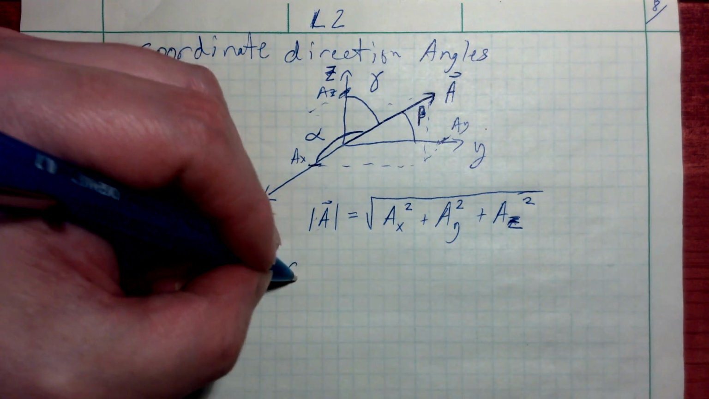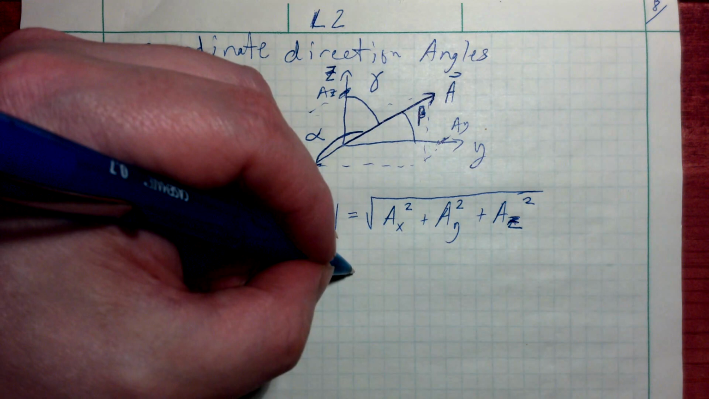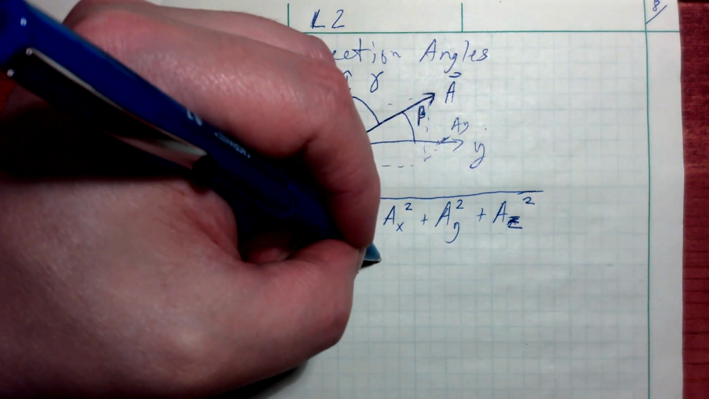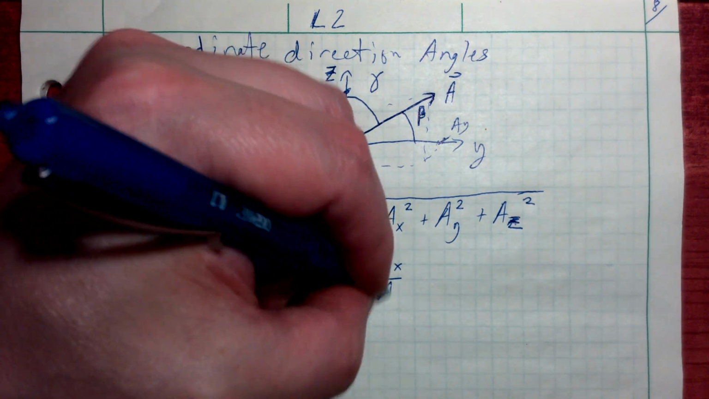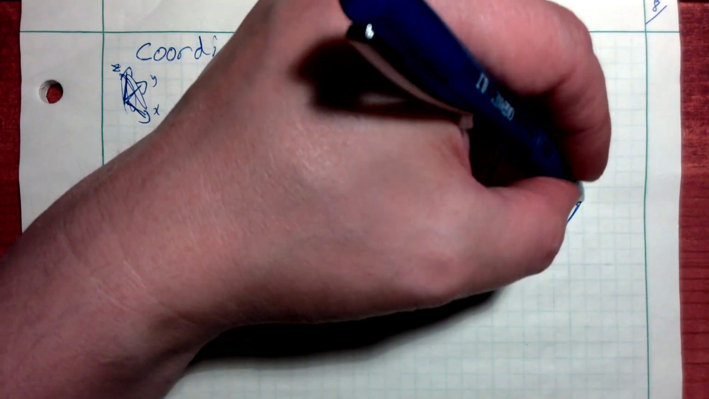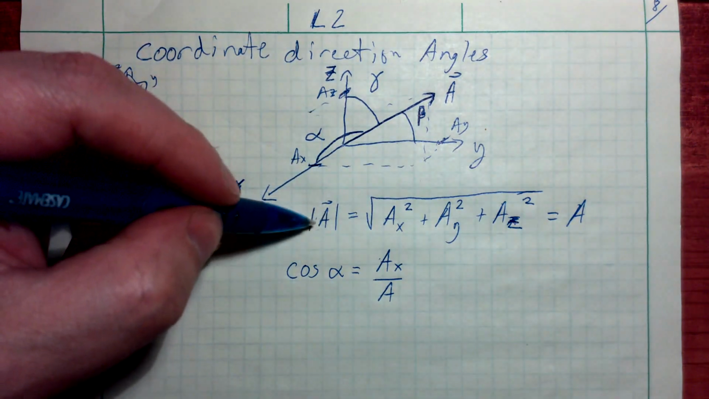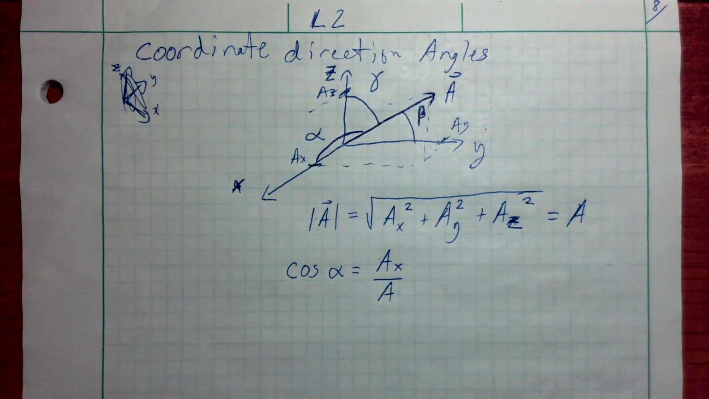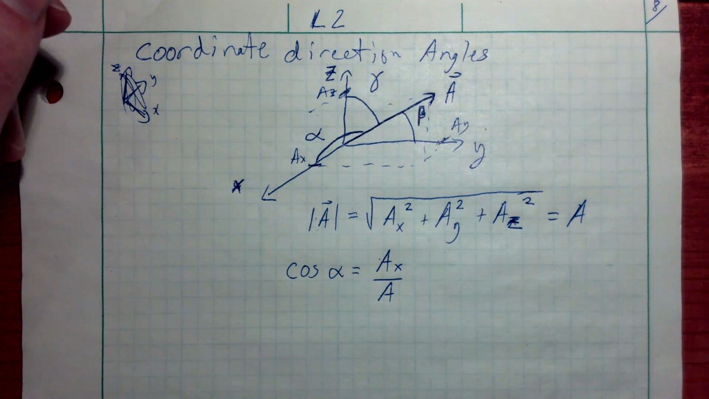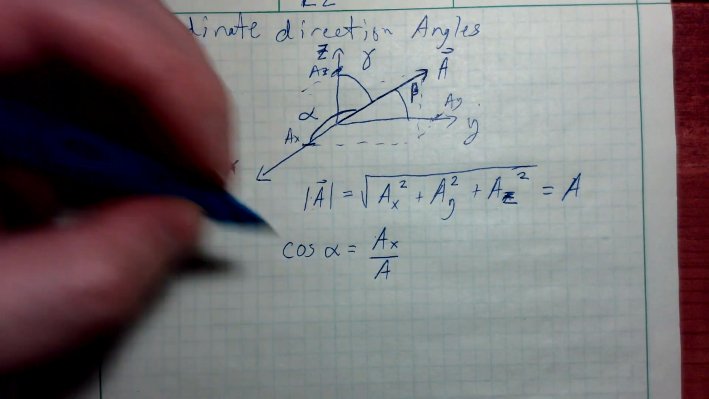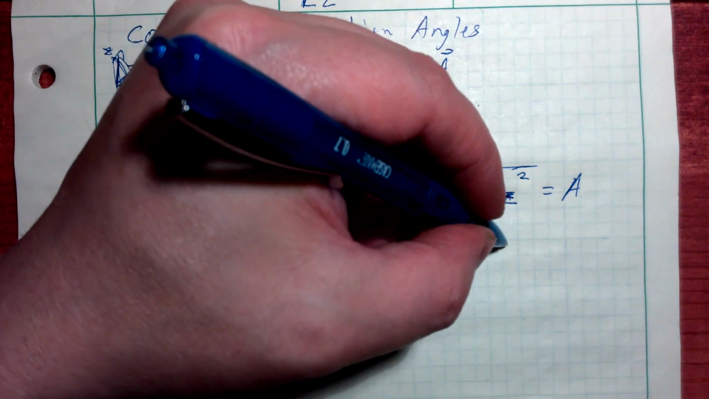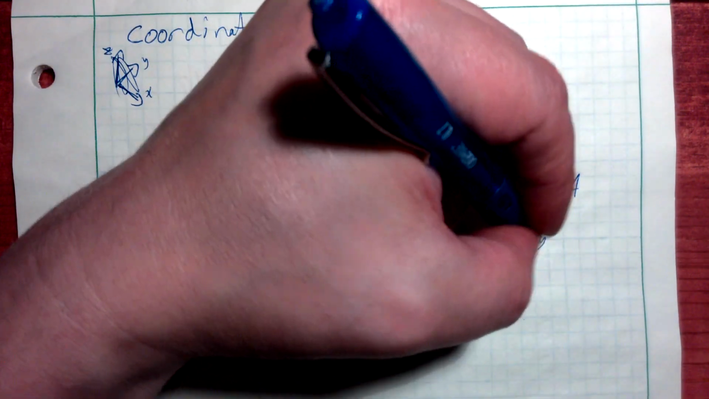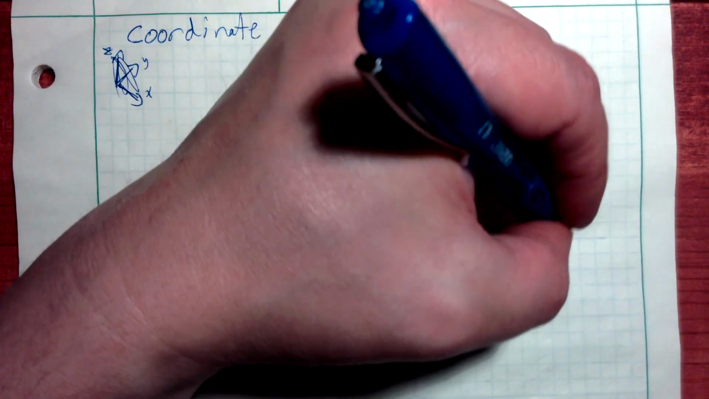I can say that the cosine of the alpha angle is going to be the length in the x direction, AX, divided by this magnitude, which is a technical way of writing the magnitude. If I just write A without a hat on it, that also means the overall magnitude of A. We've discussed that briefly before. I can also find the cosine of the beta angle as AY divided by A.